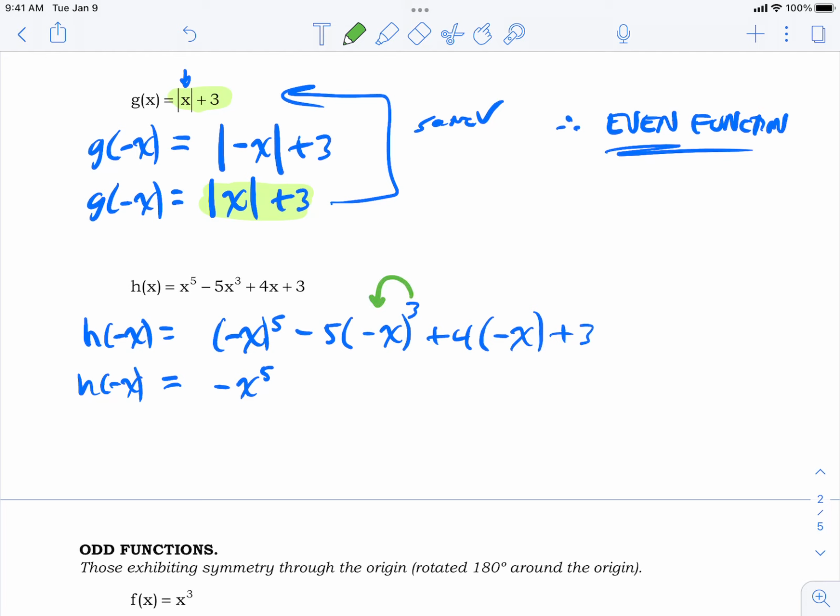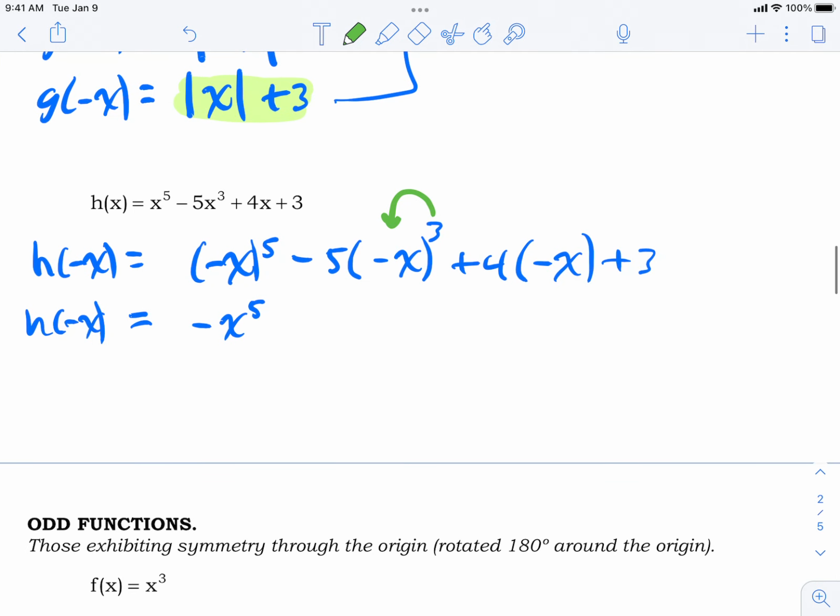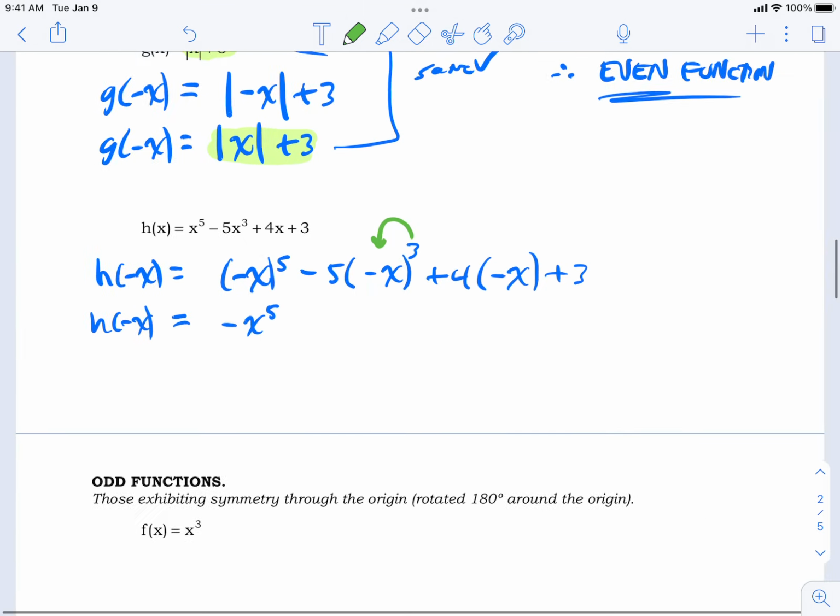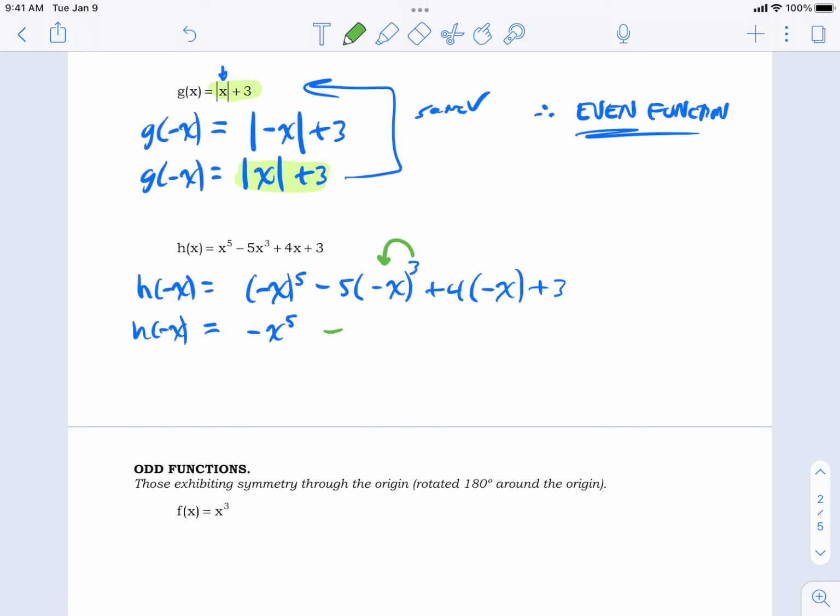Now, it turns out negative x, when you cube it, is going to be a negative x cubed, right? When you cube a negative, it's negative. So it is going to end up going positive, but that's kind of a coincidence. If that was squared or something, this would end up being a positive in here, right? So you've got to be careful about your order of operations is what I'm trying to say.